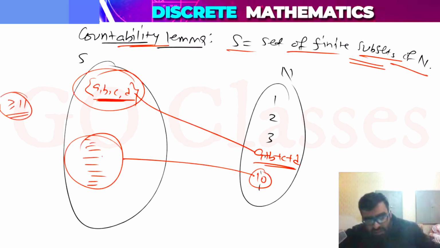That is the reason why I am so confident that to every natural number we are basically assigning a finite number of elements. We already saw in yesterday's class, in the last lecture, that this set of finite subsets of N is countable, and this is the proof. Let me summarize everything we have seen so far, and after that we will see previous year GATE questions.